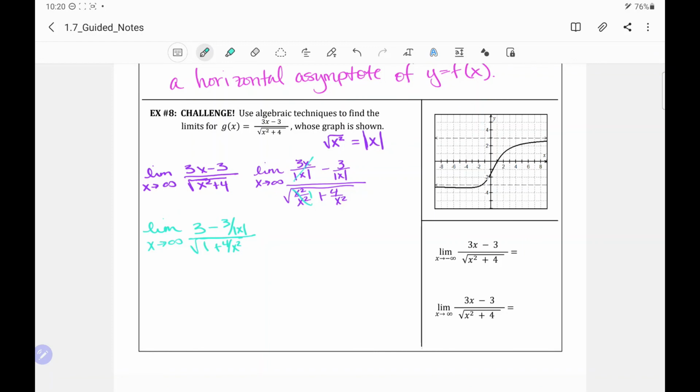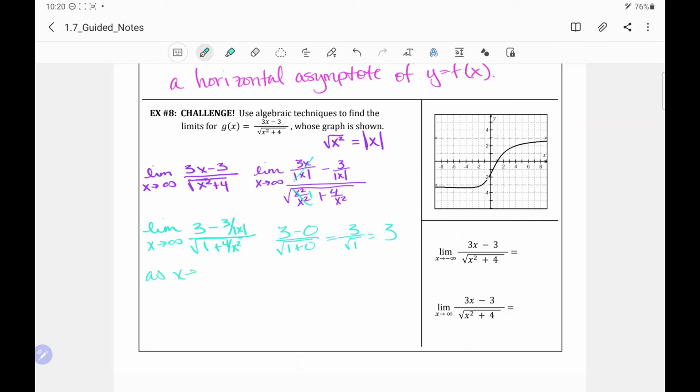So do the limits of those. The limit as x goes to infinity of 3 is just 3. 3 over x is going to go to 0, right? Because I'm going to keep dividing and it's going to keep getting smaller and smaller. Then I've got the square root of 1 plus 0, because 4 over x squared is going to go to 0. So I'm going to have 3 over the square root of 1, which is just 3, right?